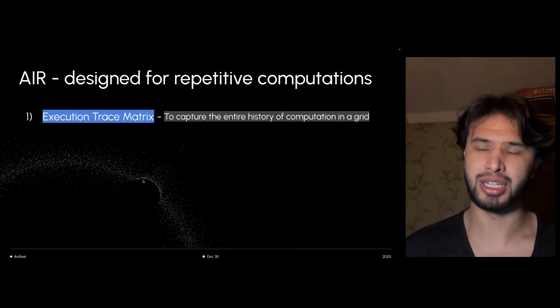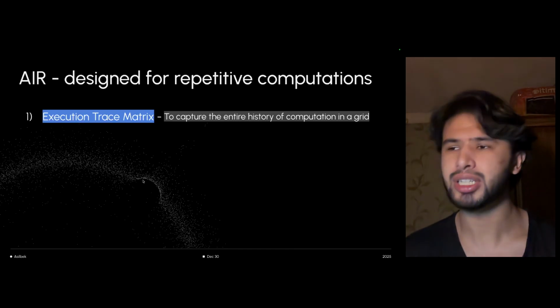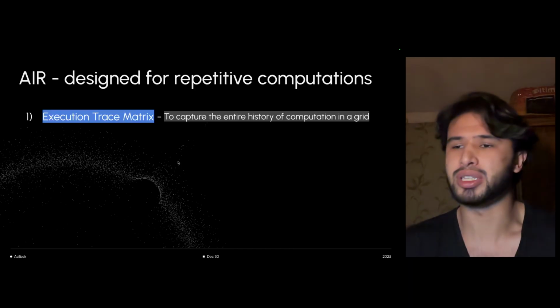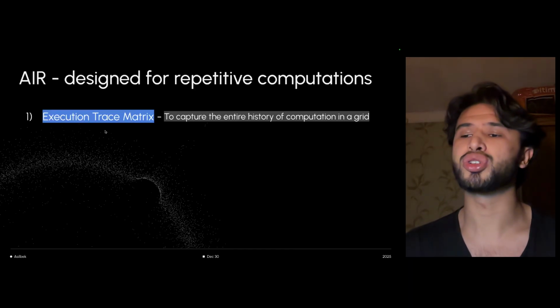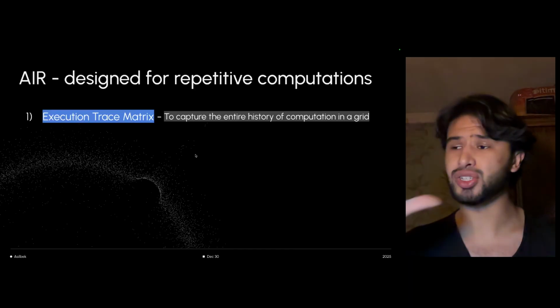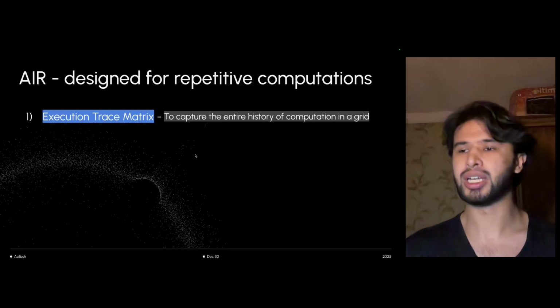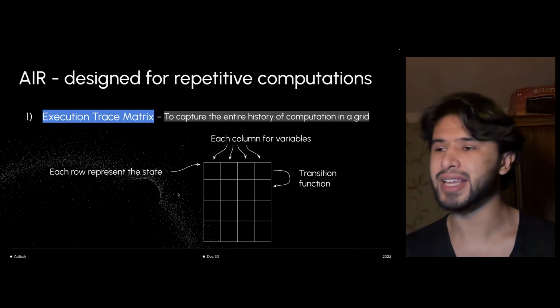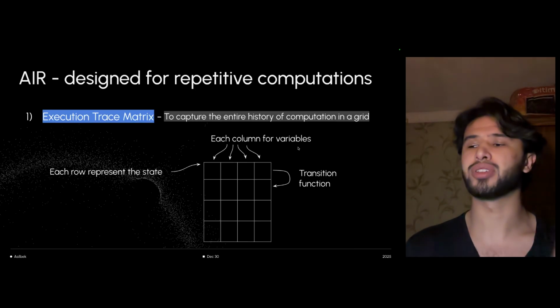Let's talk about AIR now, because that's the main part of STARK, the arithmetization part. You're going to have four steps, or maybe five, you can say. First of all is the execution trace matrix. We're going to capture the entire history of the computation and try to make it into a grid. How is this going to be? We're going to have a grid, each row representing a state, and each column representing a variable.